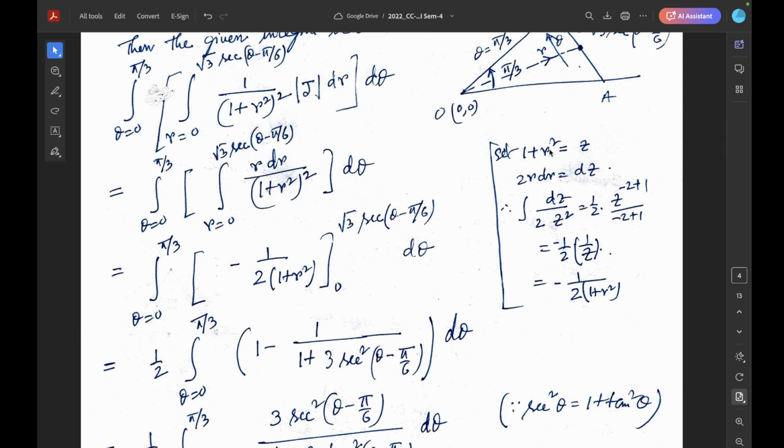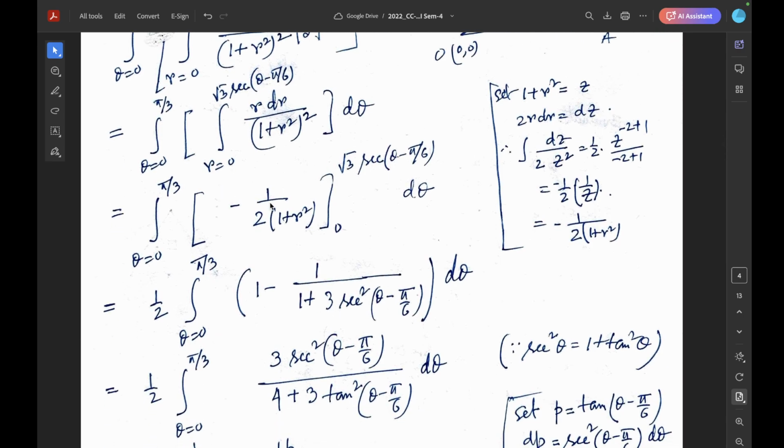Now put 1 plus r square equal to z, so 2r dr equal to dz. So this integration of r dr is dz by 2 into z square, so it is minus 1 by 2 into 1 by z, that is minus 1 by 2(1 plus r square), with the limit from r equal to 0 to root 3 sec(theta minus pi by 6). So putting r equal to this, we get this value, minus the value when putting r equal to 0, so minus minus plus 1, and taking 1 by 2 common, we get this.